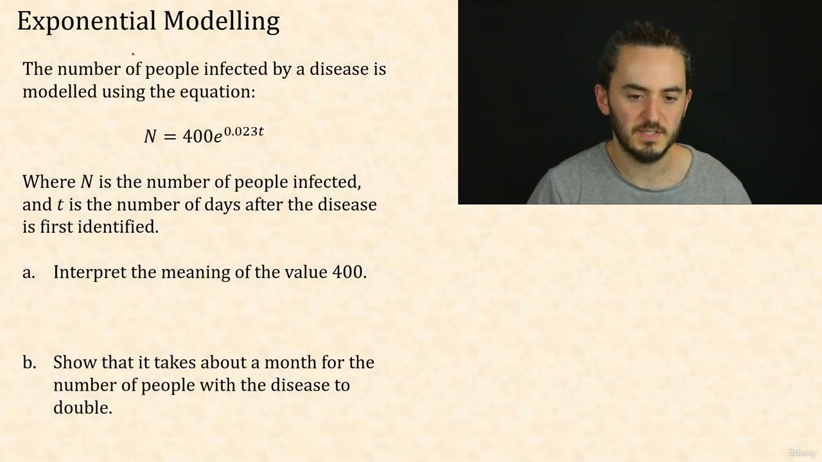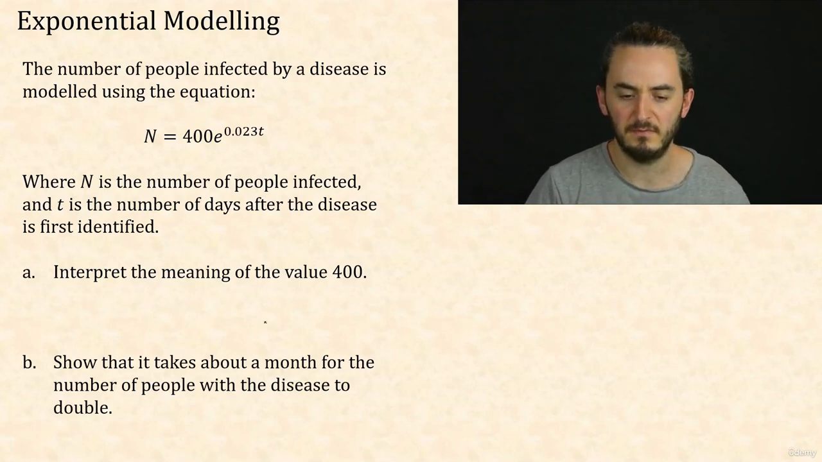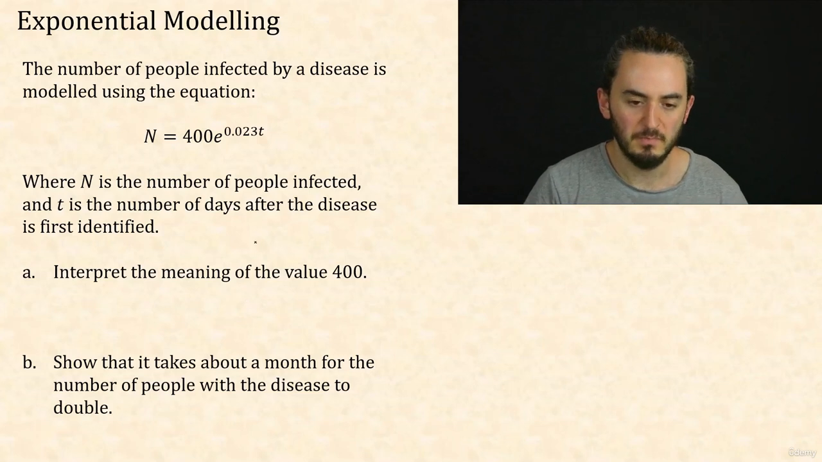Okay, so in this question it says, the number of people infected by a disease is modelled using the equation n equals 400 e to the 0.023t, where n is the number of people infected and t is the number of days after the disease is first identified. Interpret the meaning of the value 400. Well, this is a bit of a classic question, and it's always really the same kind of answer. The 400 there is the starting value.